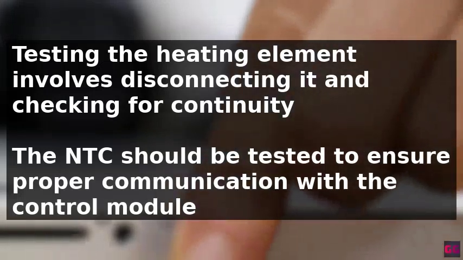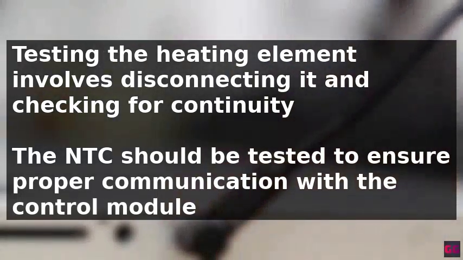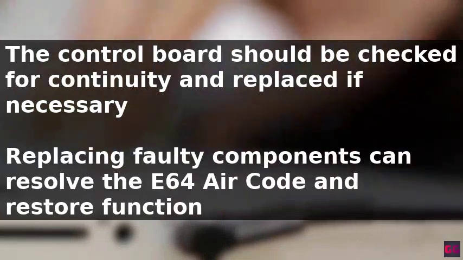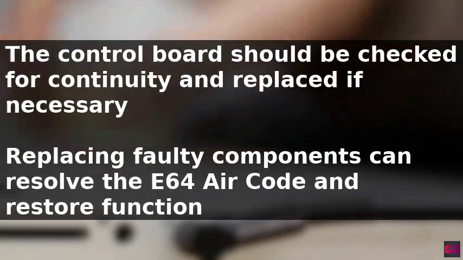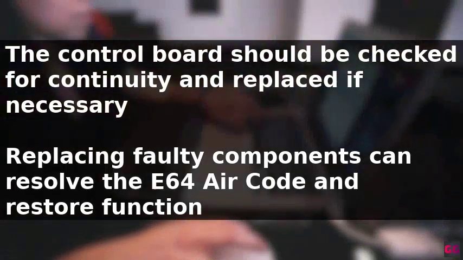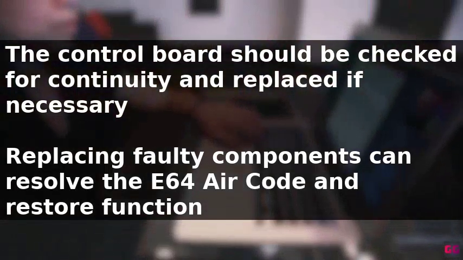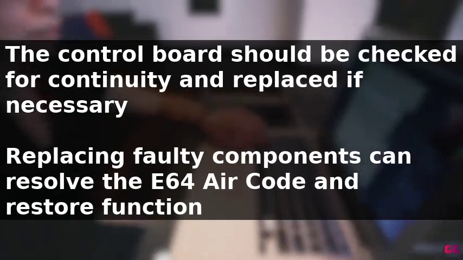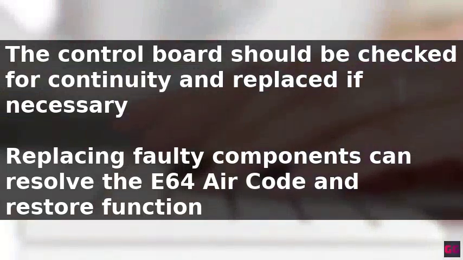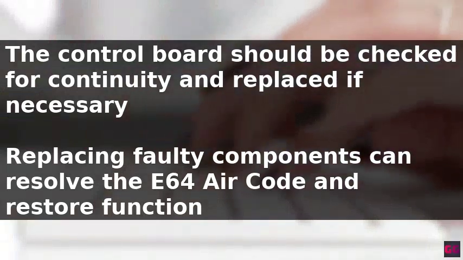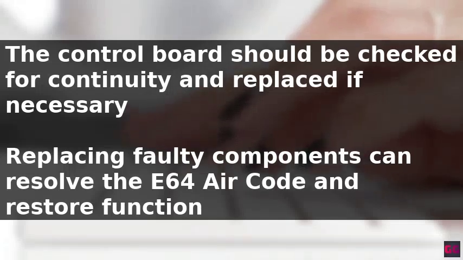The NTC should also be tested to ensure it is communicating properly with the control module, and the wiring should be inspected for any signs of wear or damage, replacing the wiring harness if necessary. Finally, the control board should be checked for continuity and replaced if it is not functioning correctly. By following these steps, the E64 error code can be resolved, and the washing machine can be restored to proper function.